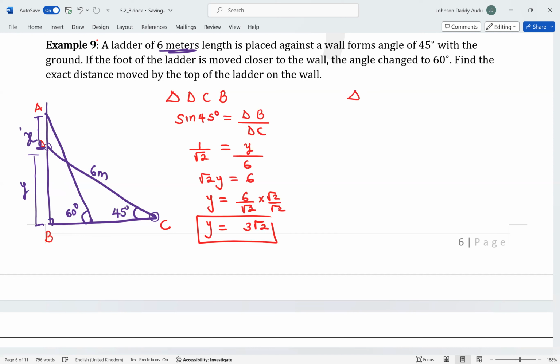Then let's consider the big triangle, the one with 60 now. I think here also we need to label something. Let's call this one E. All right, so let's look at triangle A, E, and B. In triangle A, E, and B, we can use the 60 degree at E. Opposite over hypotenuse, I think. We can still use sine 60.